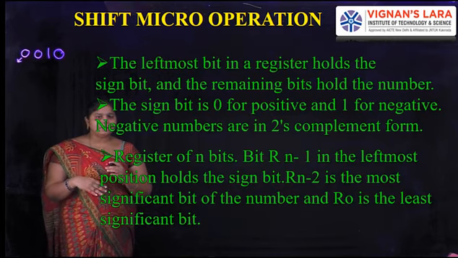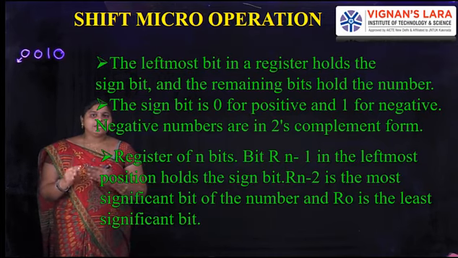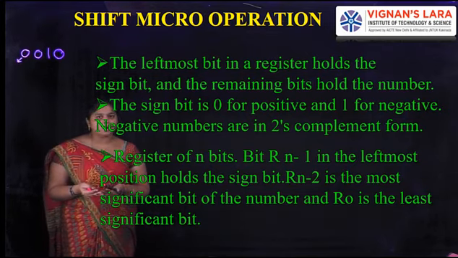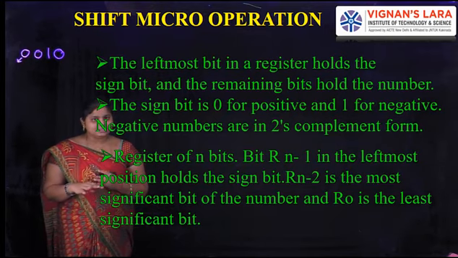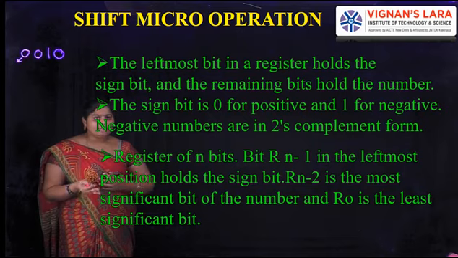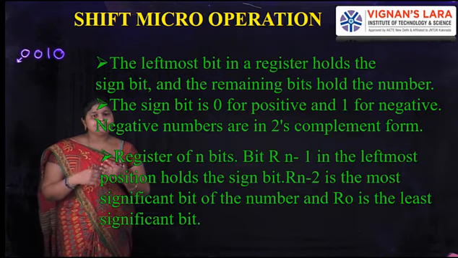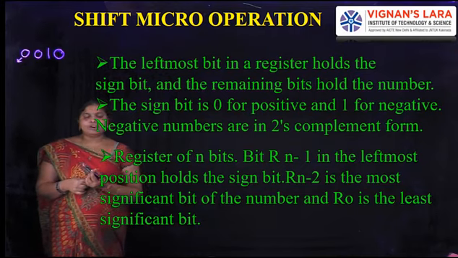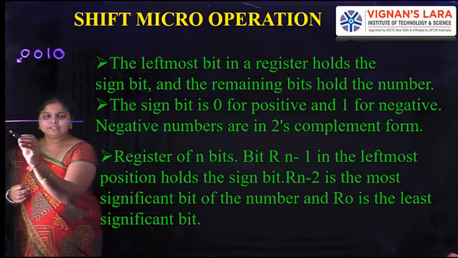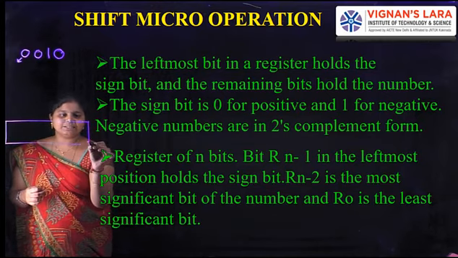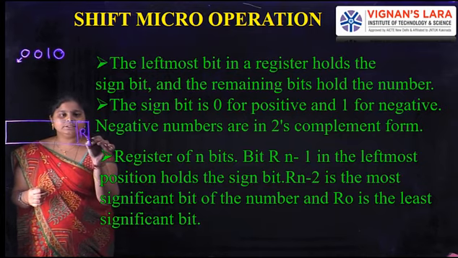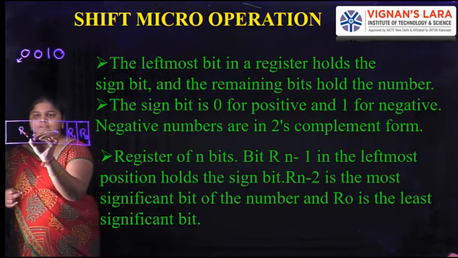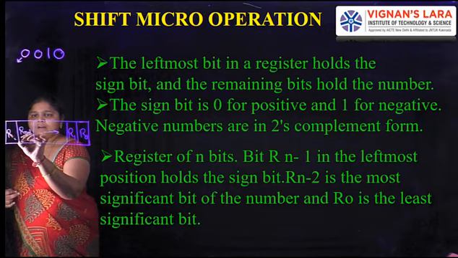For the final result we give a positive or a negative number. For a positive number there is no need to change the data or the values. For a negative number we have to change it to the 2's complement. Now, for registers of n bits, the arithmetic shift micro operation has an arithmetic circuit, and there is one small diagram representing the sign bit. This is R0, this is one register, and R1, Rn minus 1, Rn plus 1.